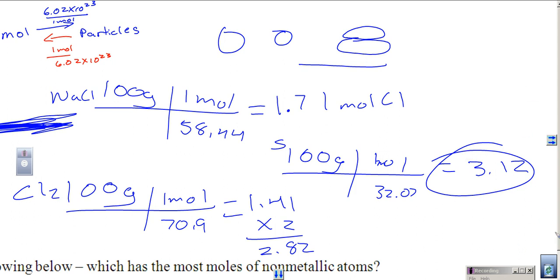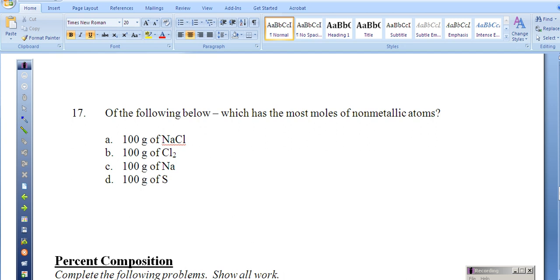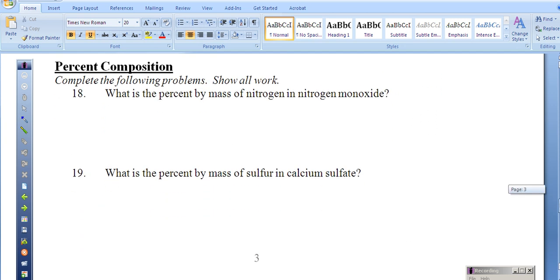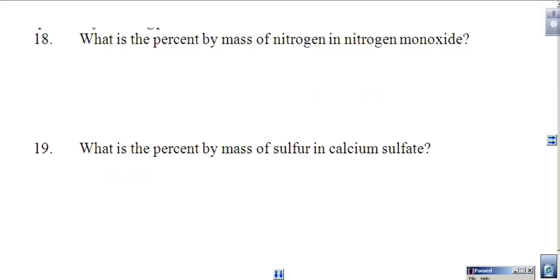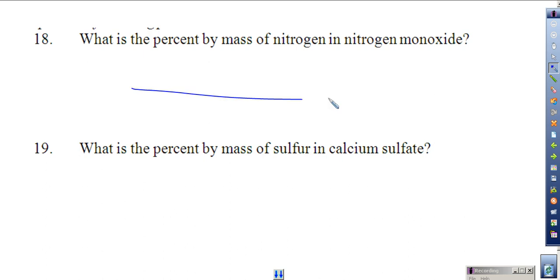Alright, so let's look at percent composition. This is where a lot of y'all have issues, and mainly the only reason you have issues is because you get the wrong formula. Let's look at percent composition by mass of nitrogen in nitrogen monoxide. What is my formula for nitrogen monoxide?